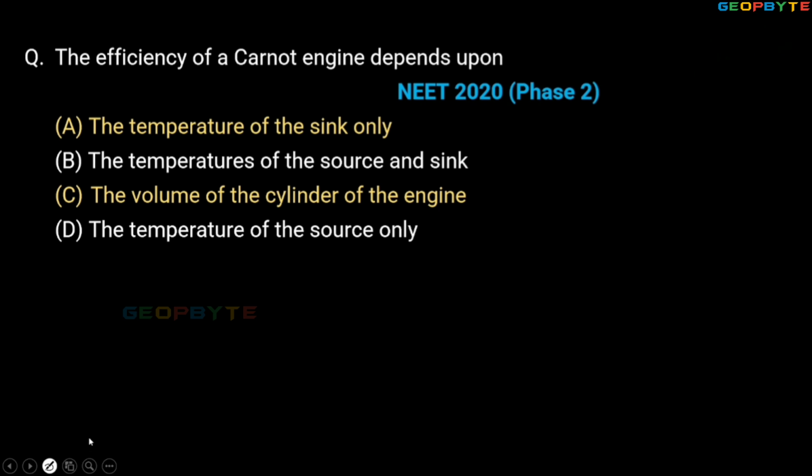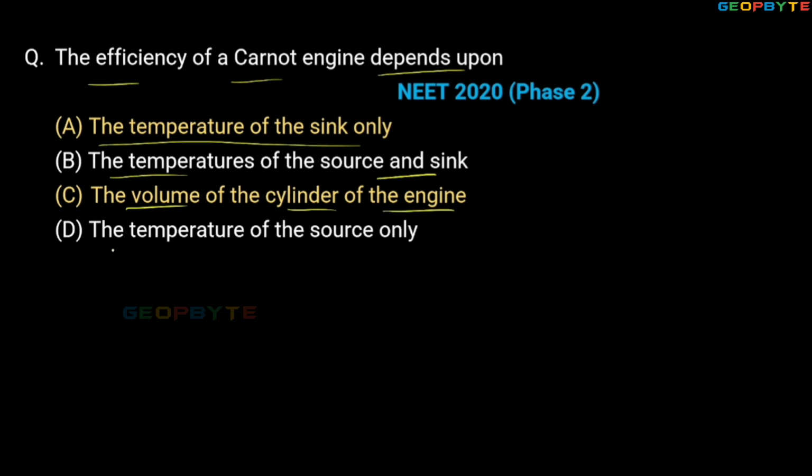Similarly, let us take another important problem. It is asking like this. The efficiency of a Carnot engine depends on: option A, temperature of the sink only. Option B, temperature of the source and sink. Option C, the volume of the cylinder of the engine. Option D, the temperature of the source only.